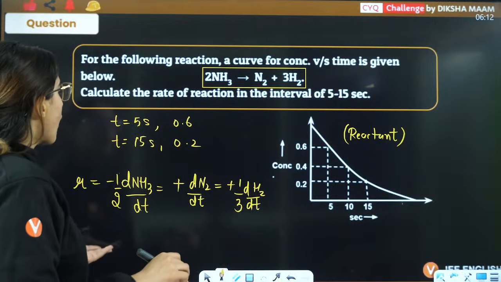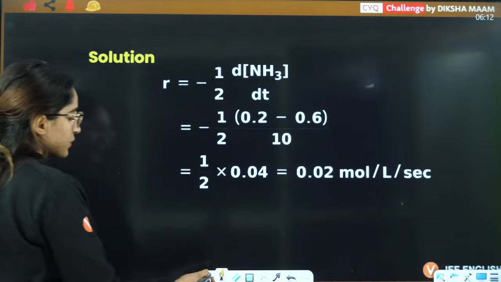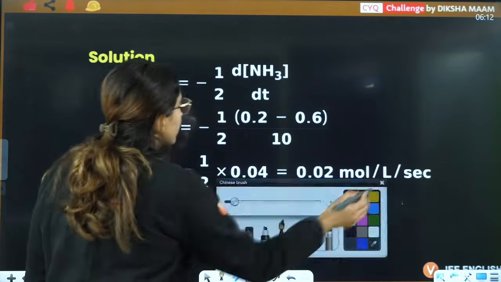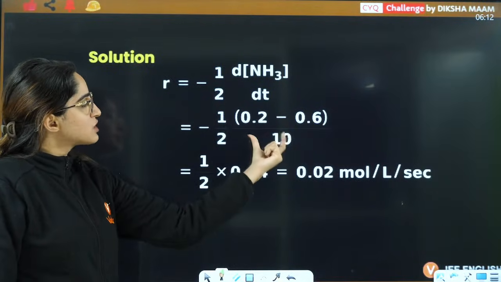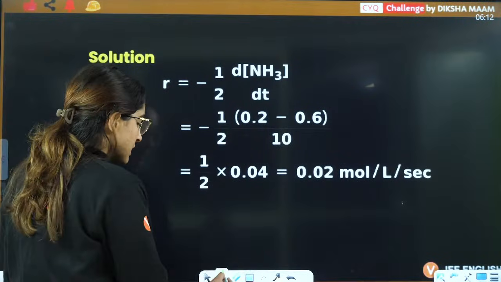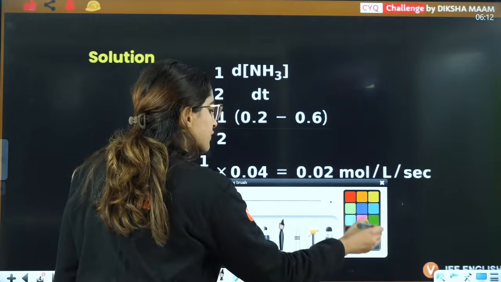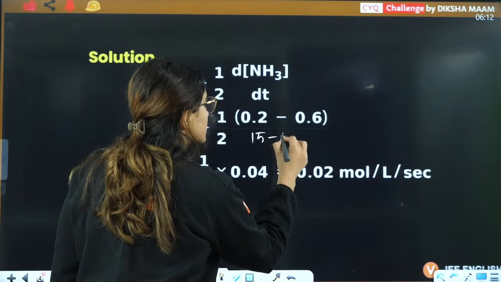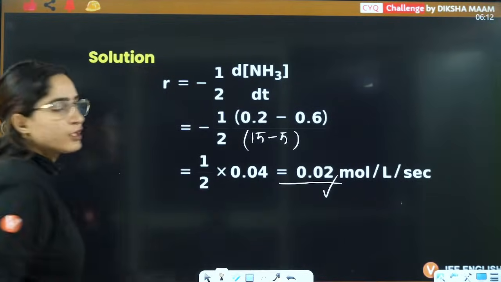Now all you have to do is pick it here. That will become minus half, as it is final concentration minus initial, that is 15 minus 5, which is 10. Solve it, it's quite simple, and you will get your answer.